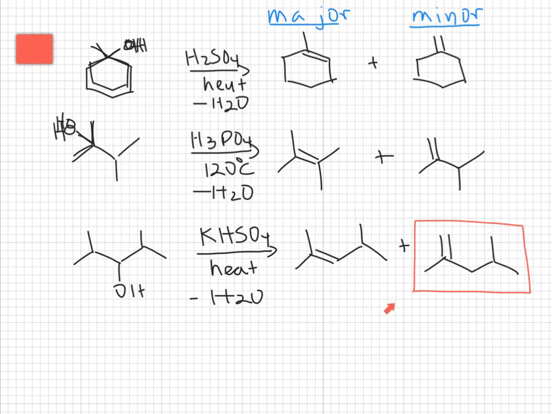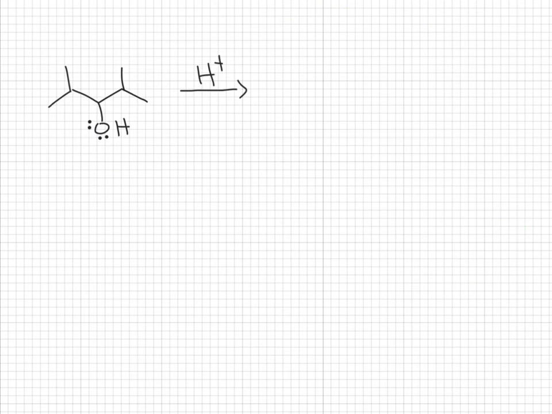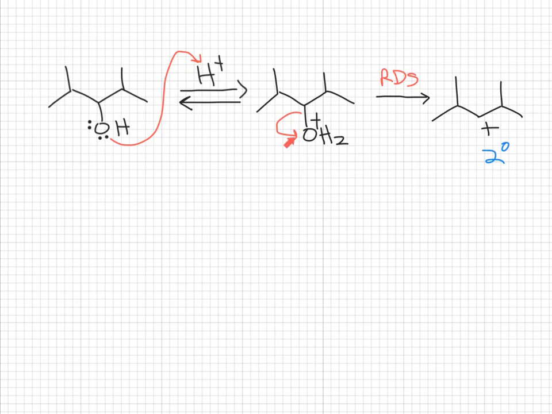But there's something curious about this minor product. Let's take a closer look at the mechanism for this reaction. The first step is protonation of the alcohol to form the oxonium ion. In the rate-determining step, the carbon-oxygen bond breaks and a secondary carbocation is formed.